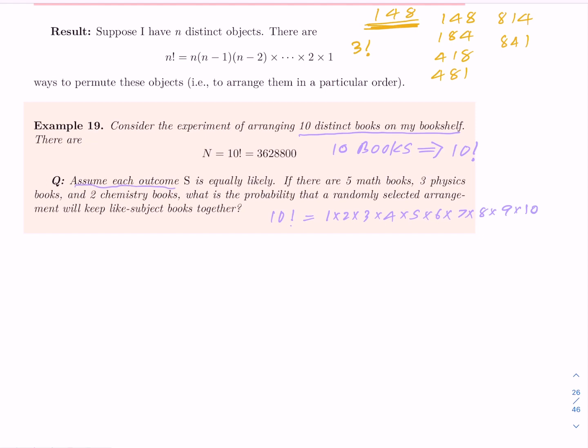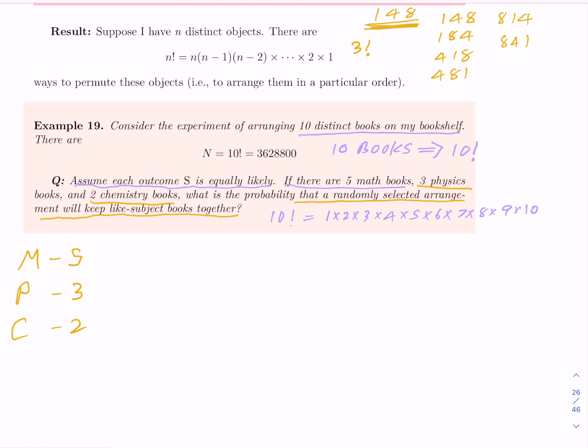Assume each outcome in S is equally likely. There are 5 math books, 3 physics books, and 2 chemistry books. What is the probability that a randomly selected arrangement will keep like-subject books together?